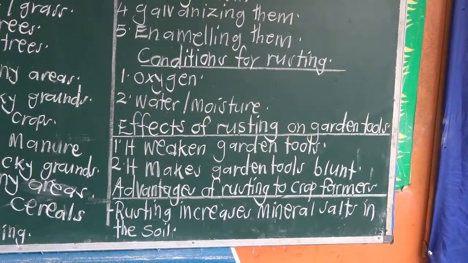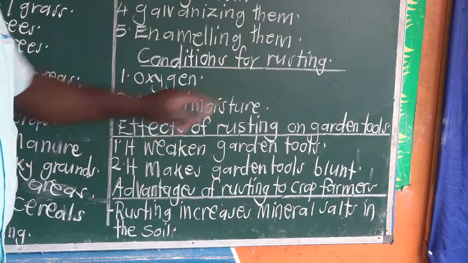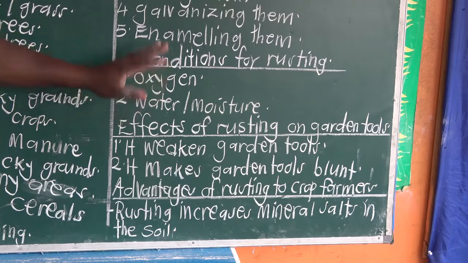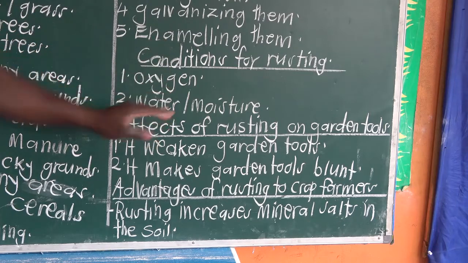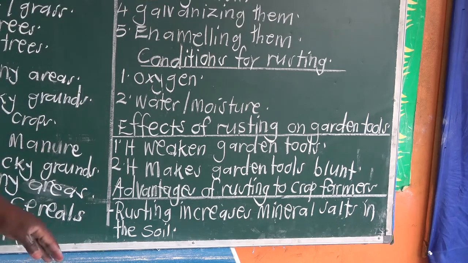Conditions for rusting to take place, we say we have oxygen, water or moisture. Those are the two conditions for rusting. Don't include moisture. Moisture is for germination. But rusting, the only two, oxygen and water or moisture. Then if they ask, how does painting prevent rusting of garden tools? Paint cuts off oxygen and water from reaching the metal.